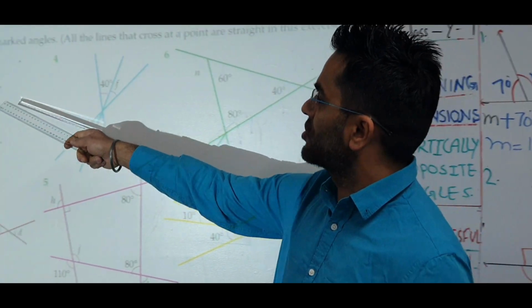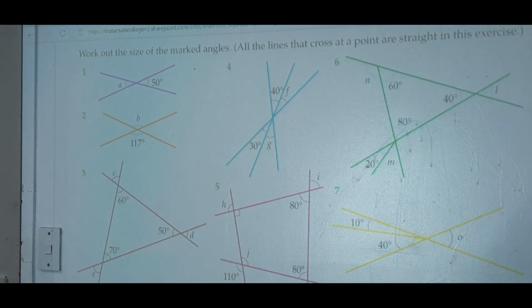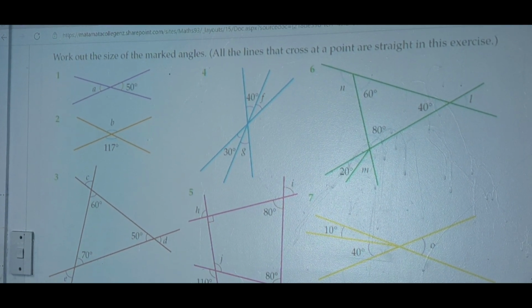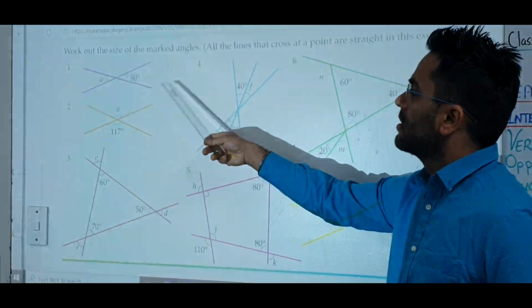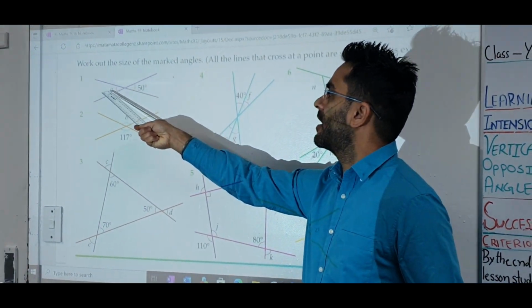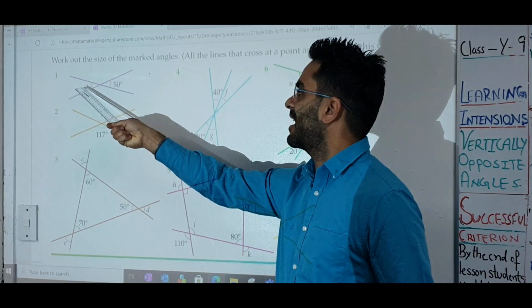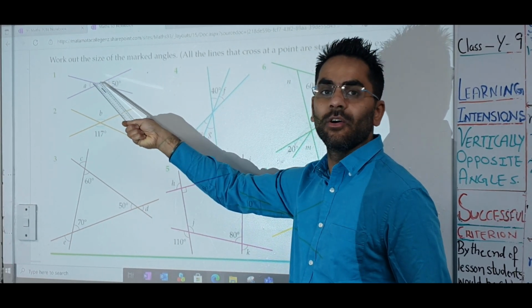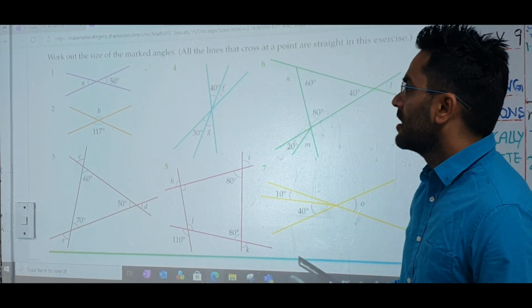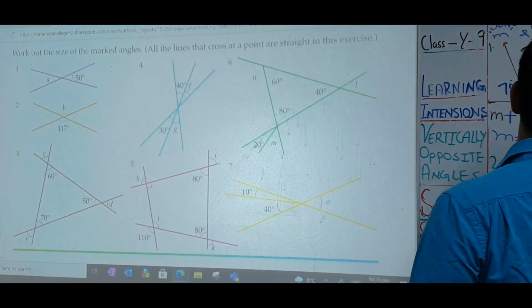In our first question, two lines are crossing, and there are two angles, one of which is 50 degrees. We learned that vertically opposite angles are equal. So that means A is equal to 50 degrees. Now we're going to move on to our next question.